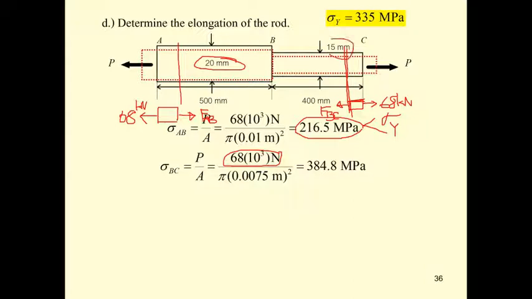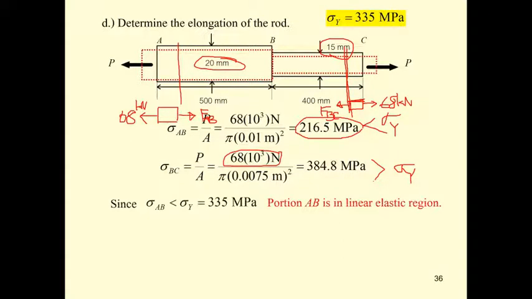The diameter is 15 millimeter. The radius is 7.5 millimeter and the area is 0.0075 meters square. And this is going to be larger than sigma square. So we conclude that the portion AB is elastic behavior. The portion BC is in plastic behavior.